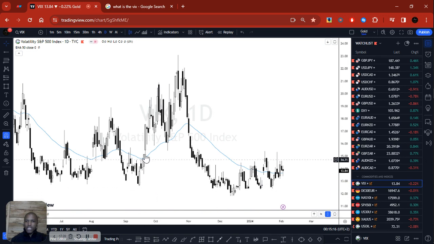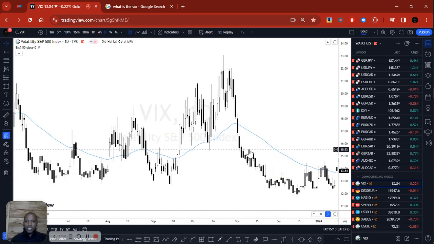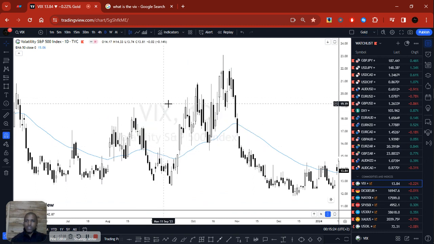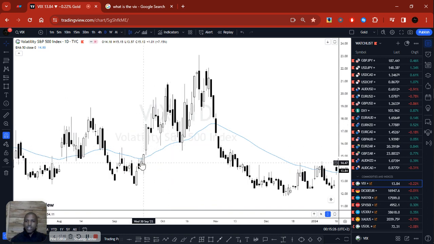So as you can see on this, I'm not sure if you guys can really see this. You can see my crosshair, right? Okay, let me unlock. You can see my crosshair, right? So let's start with the most recent. So as of last year, this was around September 2023. As you can see, this is what I mean. The daily candle needs to close above the 50 EMA or exponential moving average, right? So we closed here.